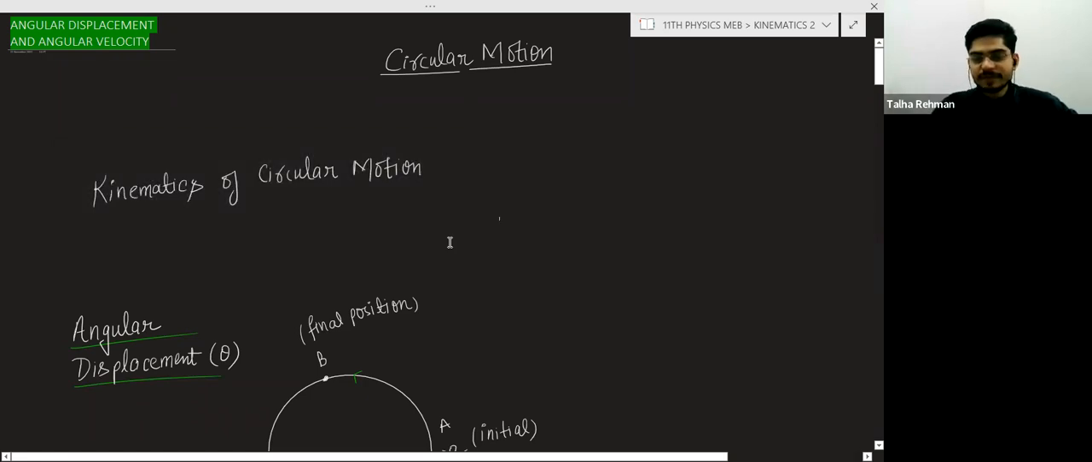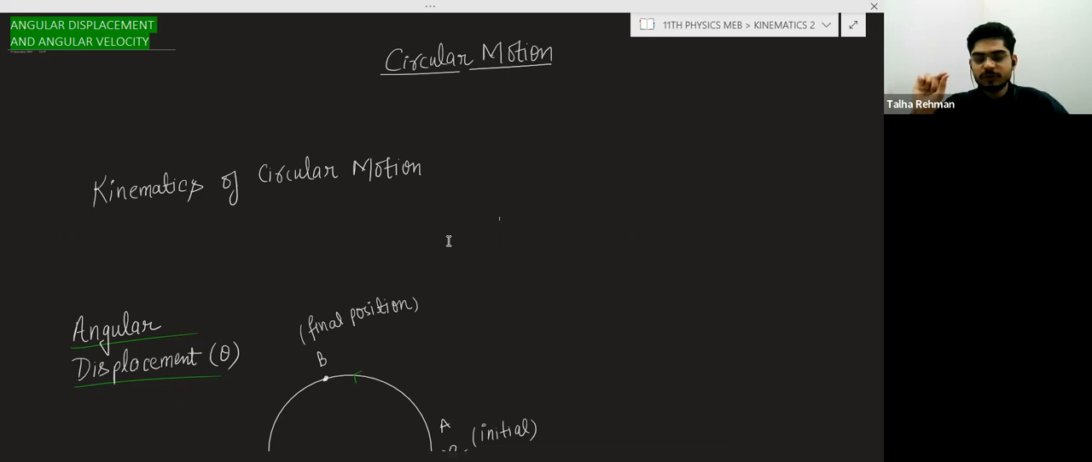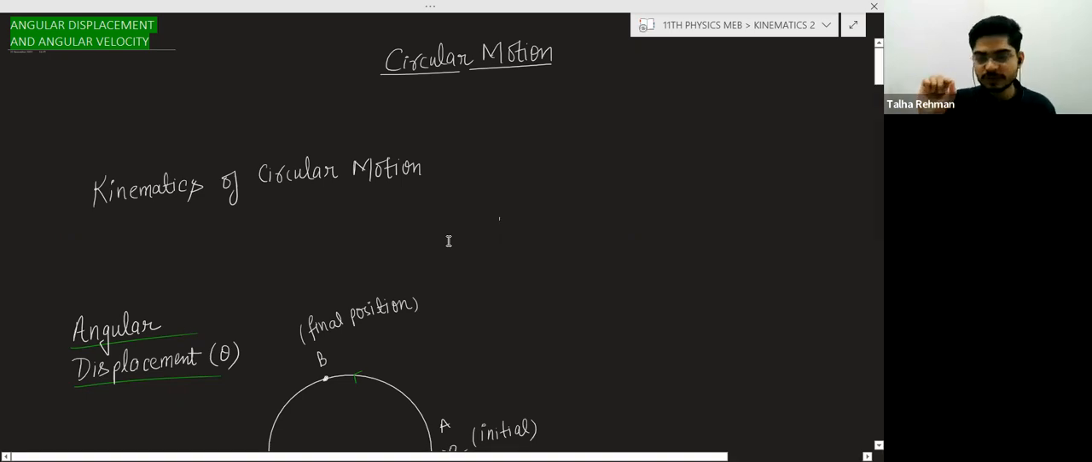What is the meaning of kinematics? Here we will not talk about the cause of the motion. The cause of the motion is force. In the kinematics of circular motion, we will not touch force. We will only discuss the displacement, speed and acceleration.